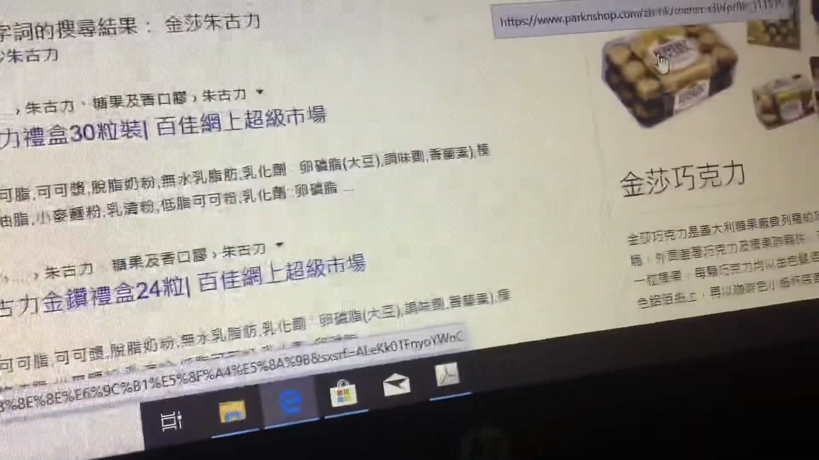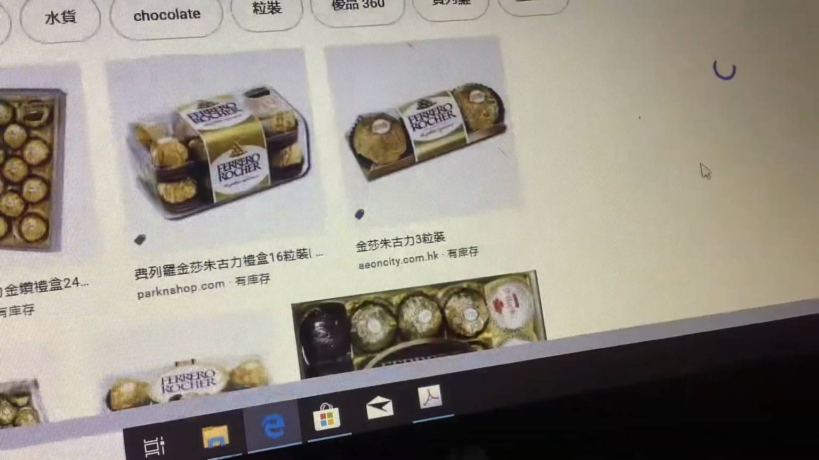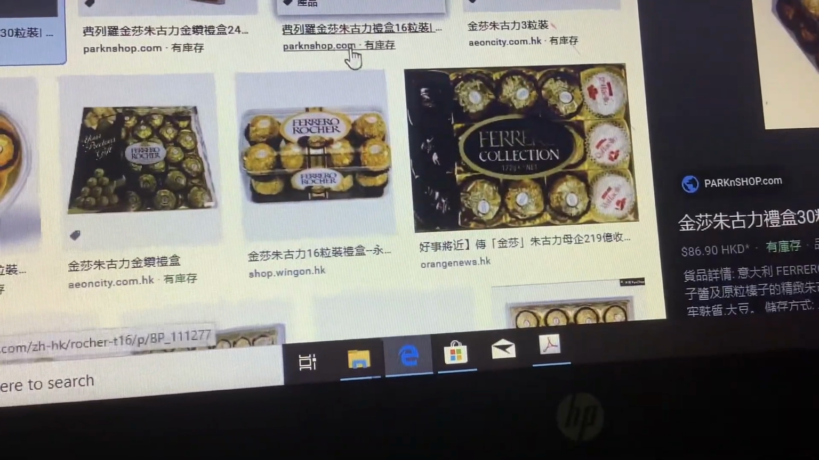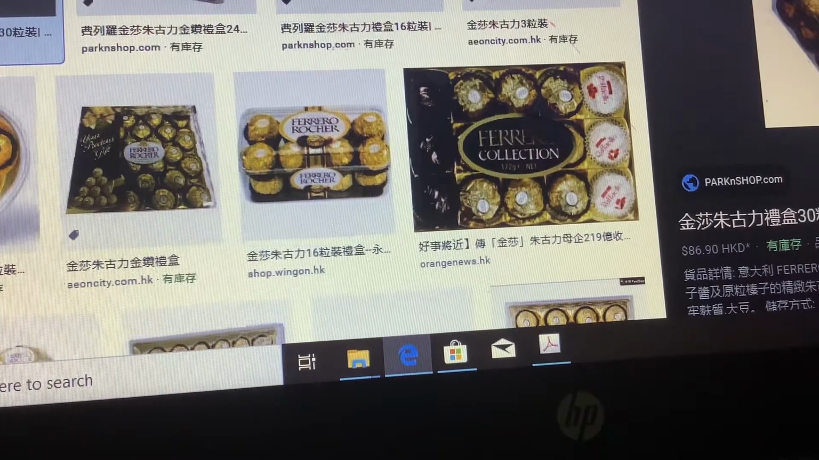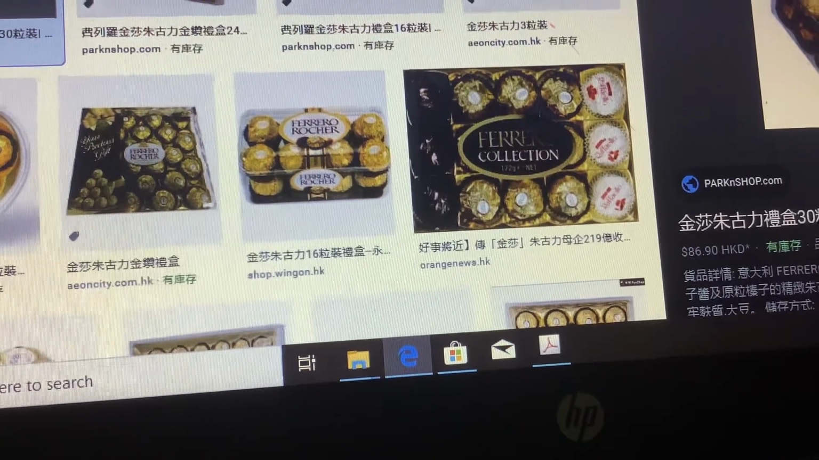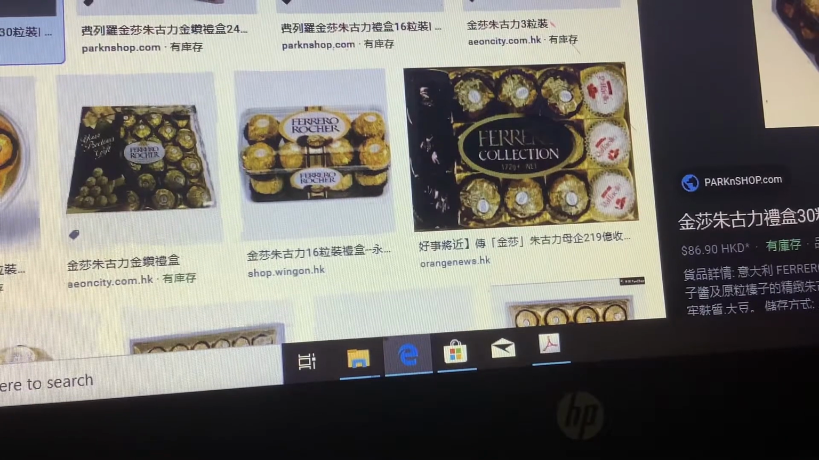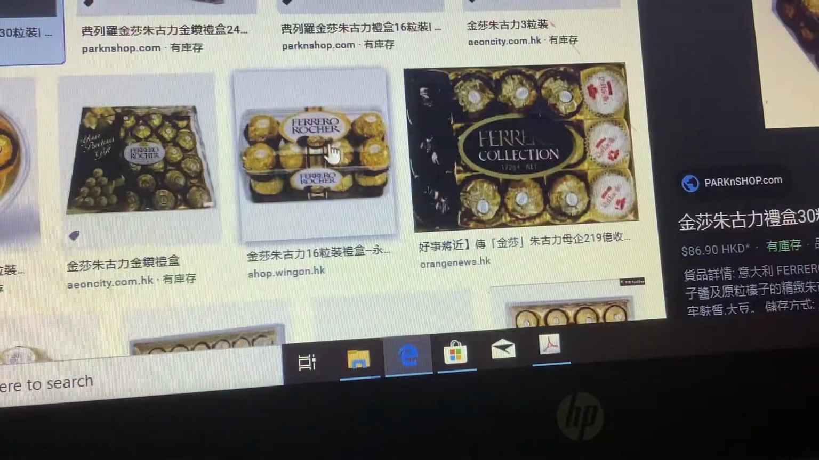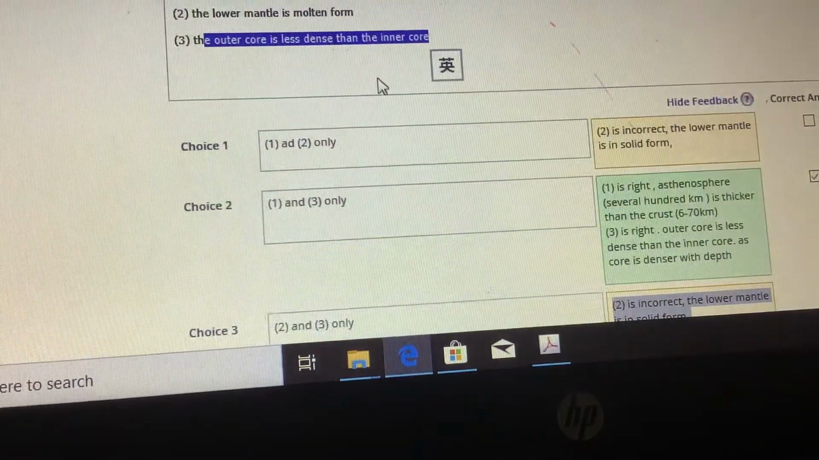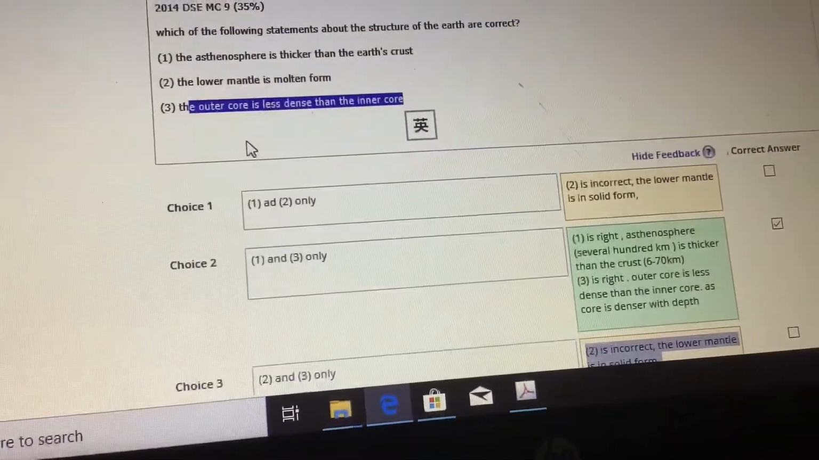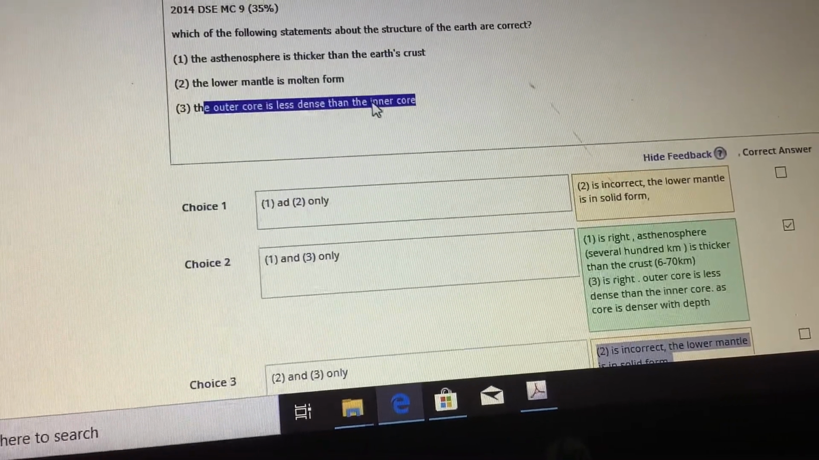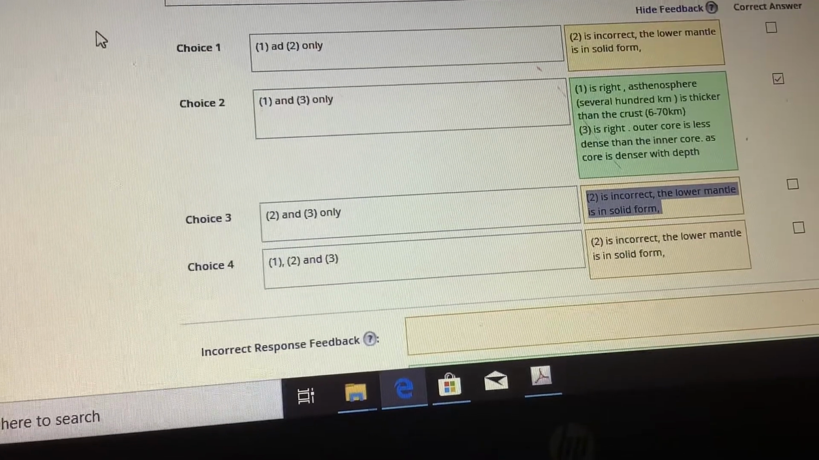Just like this one. Okay. When you are going to drill inside the core, it is harder, right? So I think it should be thinner, it's more dense for the inner core. Okay. Let's go on.